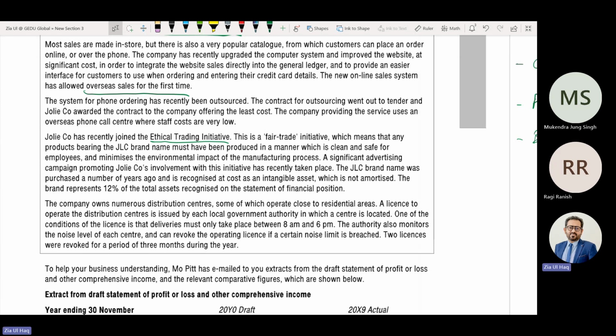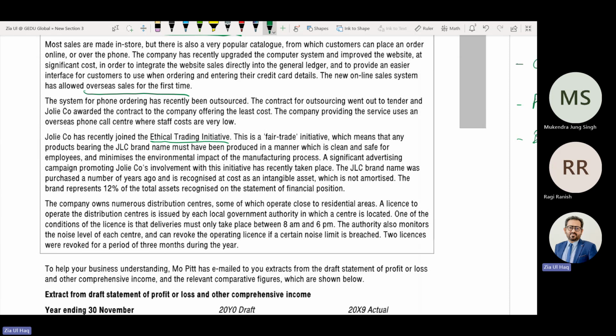The company owns numerous distribution centers, some of which operate close to residential areas. A license to operate a distribution center is issued by each local government authority in which a center is located. One of the conditions of the license is that delivery must only take place between 8 a.m. and 6 p.m. And if the company is not meeting the condition, the government authority will revoke the license. With the revocation of the license, the business will not be able to perform operations. This could create a serious problem for the business and affect its position.